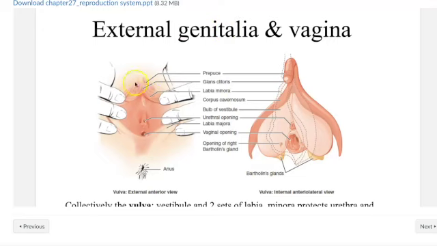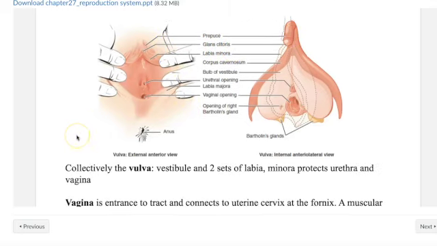Okay, we have the prepuce here, and the glans. Okay, the clitoris, if you want to call it that. Okay, there's labia majora, labia minora, and then there is the urethral opening and the vaginal opening, and then there's the anus there. Okay, so all this collectively is called the vulva.